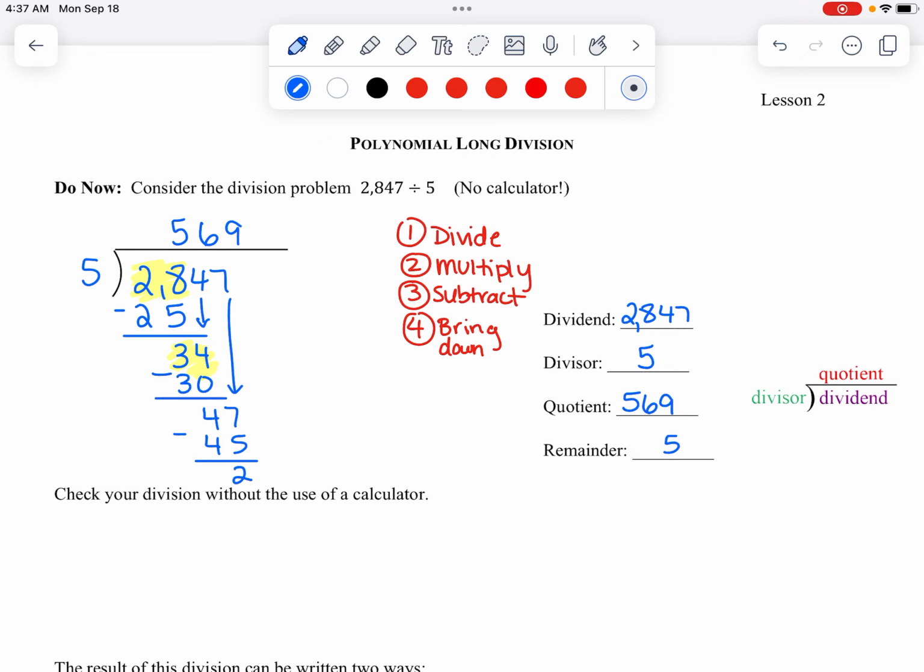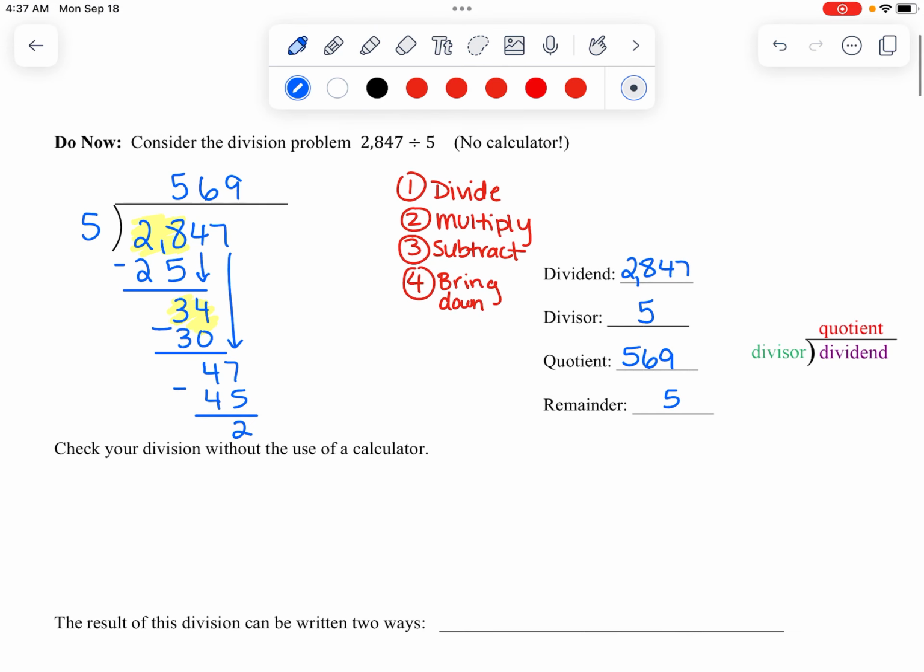So now we want to be able to check this without the use of the calculator. So again, not that you're going to be without your calculator, but this is a good skill to practice. It's going to be helping us in our lesson today. So division and multiplication are opposite operations. You can use one to check the other. So I'm going to take my quotient, my answer, 569, and I'm going to multiply it with my divisor.